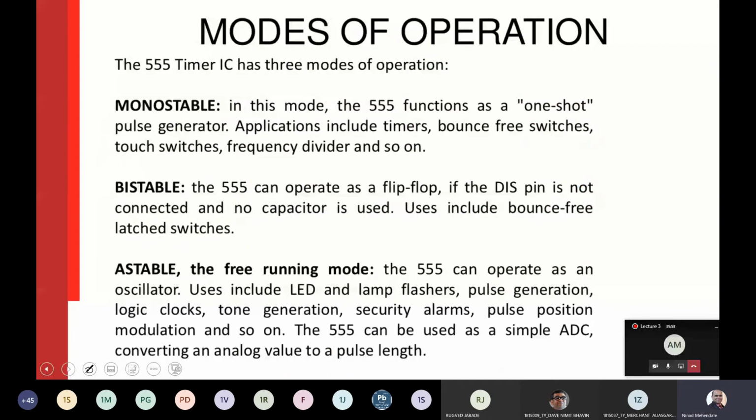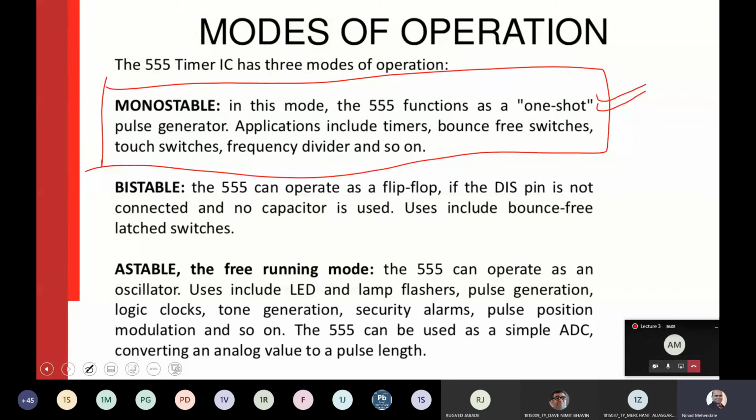Now there are three modes of operation of IC555. We will try to learn them one by one. Monostable, also called one shot. Basically this IC will generate output once, that's it, and then it will wait. When the time goes off, it will again go to its stable state, and that's why it has only one stable state. So this word mono stands for one stable state.